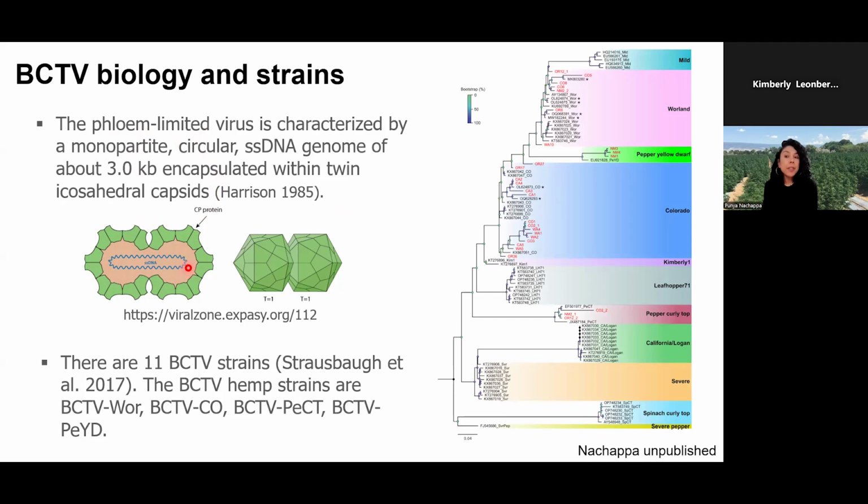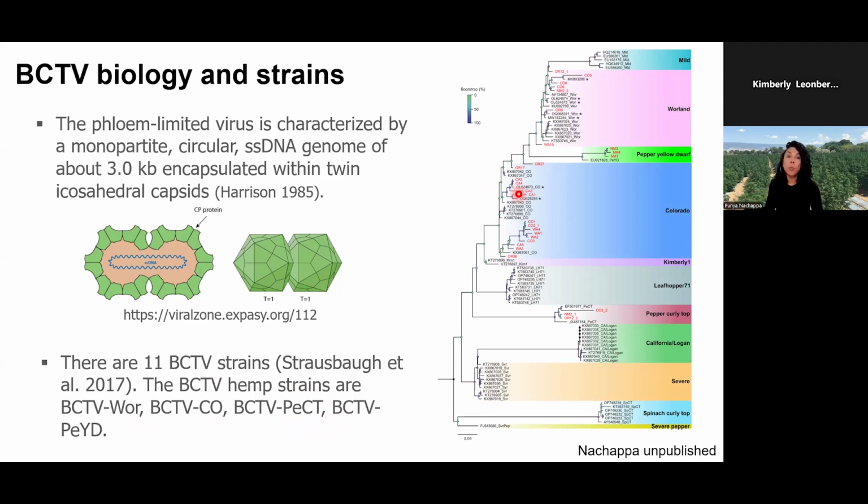There are 11 different BCTV strains based on nucleotide identity and host specificity. In hemp, the most common ones we've detected are BCTV Worland and BCTV Colorado, but there are new strains emerging, such as pepper curly top and pepper yellow dwarf. This phylogenetic tree that you see here shows sequences of BCTV from hemp. The ones indicated in red are what we have in our samples, and these include all the Western states.